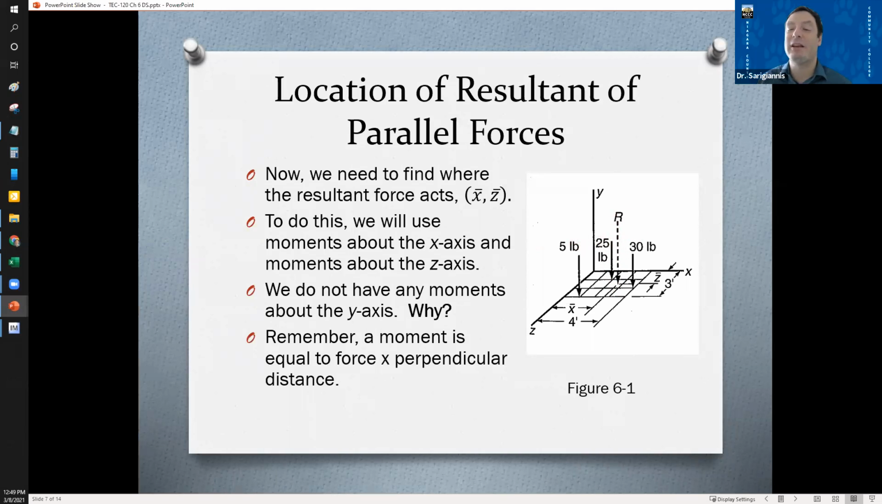So a moment has to be a force times a perpendicular distance, right? Perpendicular from, in one case, the point of rotation, right? Now it's the axis of rotation. So we're looking at moments about the z and the x axes, right? For example, this 25 pounds is acting a certain distance from the x-axis and a certain distance from the z-axis. It's generating moments about z and about x.